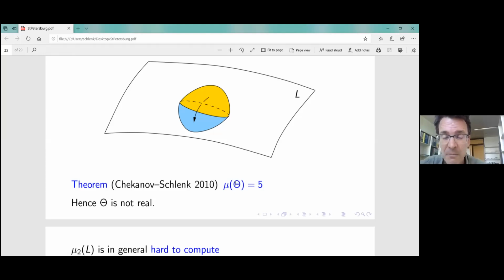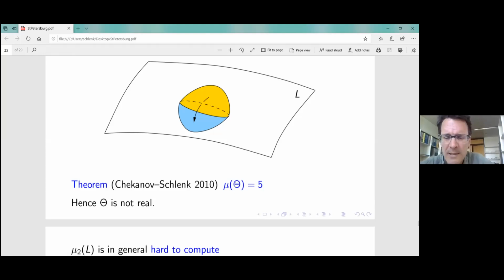And of course, everybody working in Fukaya category and so on will be very much interested in this method if they are interested at all in real Lagrangians, because the Maslov 2 count is very important for other reasons. But it is not easy.